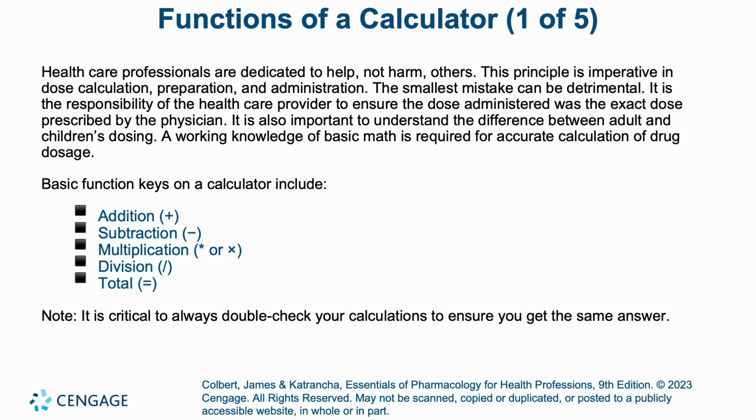So just reviewing a calculator, the basic function keys on a calculator include addition, which is a plus sign. It is 2 lines intersecting, one pointing horizontal, one pointing vertical. Subtraction, which is 1 short horizontal line. Multiplication is on the calculator either a little asterisk symbol or an X. Division, which is a slash line, kind of like a diagonal line, and then total, which is the equal sign, which is 2 horizontal lines on top of each other. It is always critical to double check your calculations and ensure you get the same answer, especially if something feels wrong to you once it's complete.